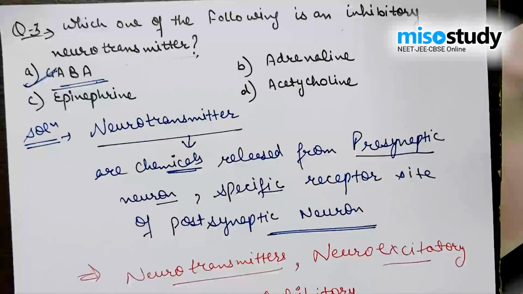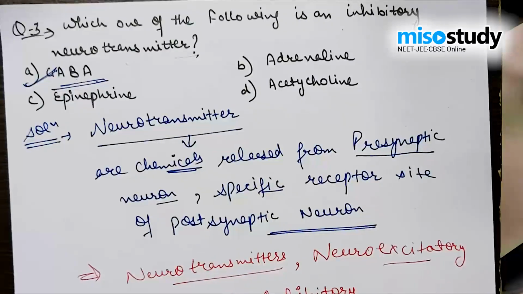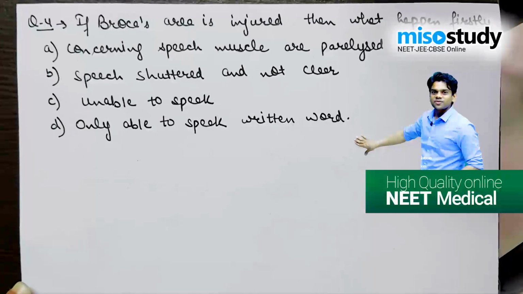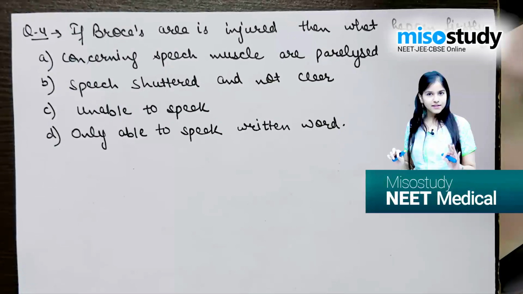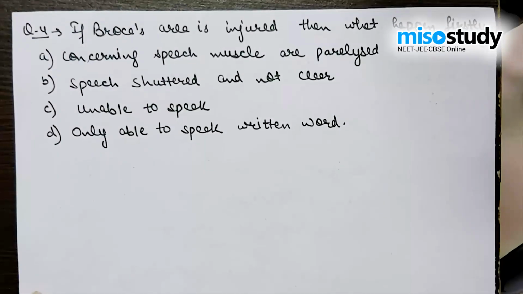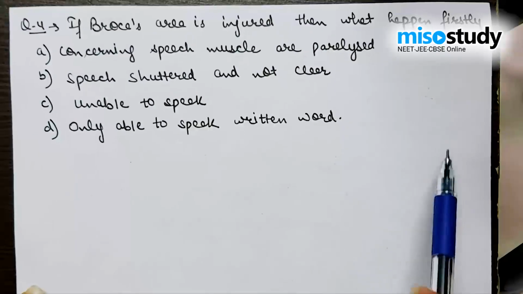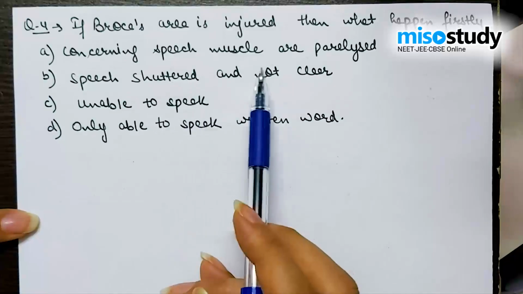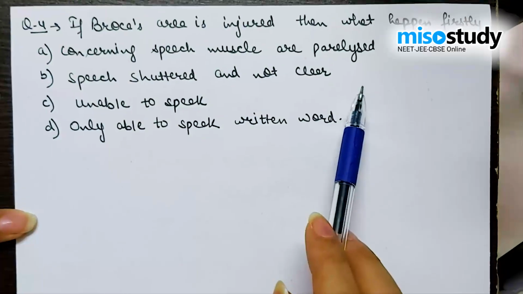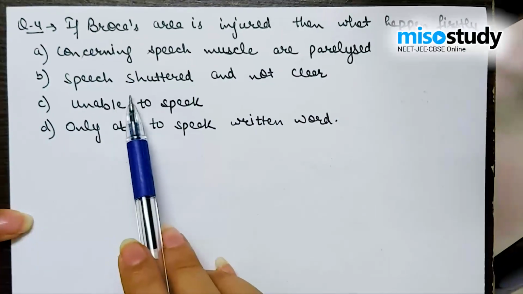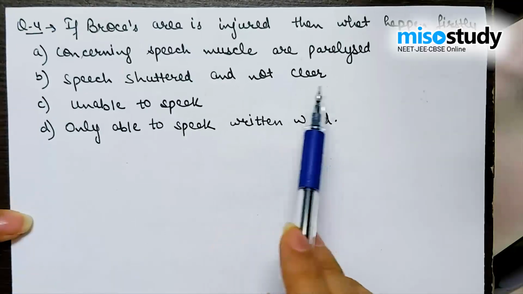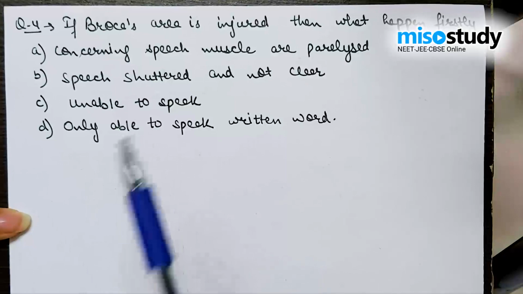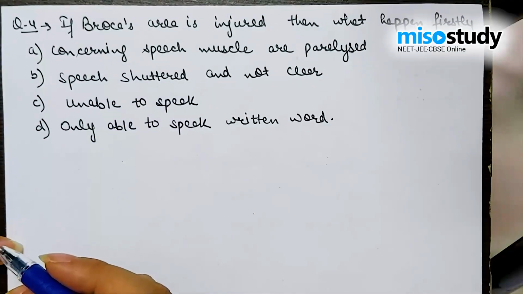Let's move on and discuss the next question from the session, neural control and coordination. If Broca's area is injured, then what happens firstly? The mentioned options are: option A, speech muscles are paralyzed; option B, speech is shuttered and not clear; C, unable to speak; D, only able to speak written words.